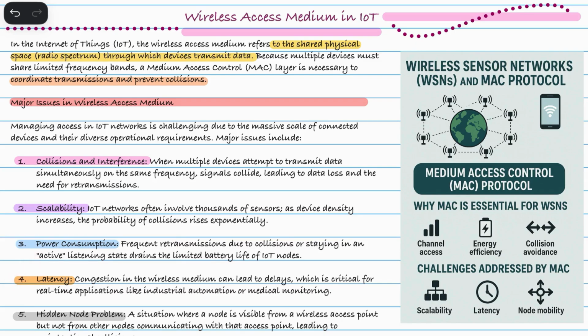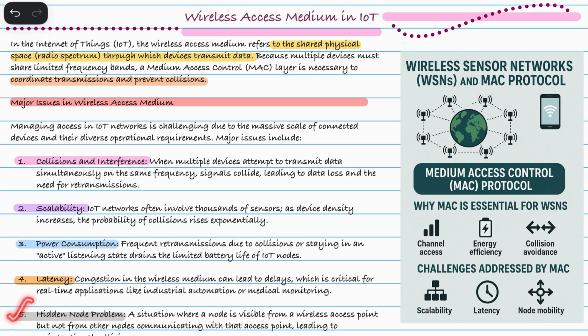And then we have latency. In a congested network, data gets backed up. For a routine smart home temperature update, a 5-second delay doesn't matter. But in industrial automation or in a medical heart monitor, a 5-second delay could be catastrophic, right?